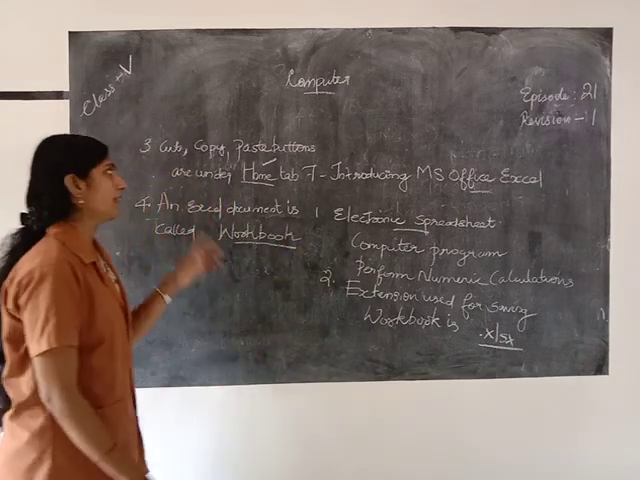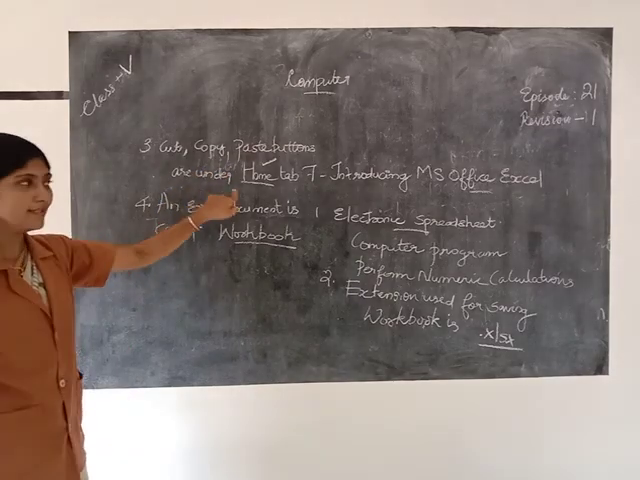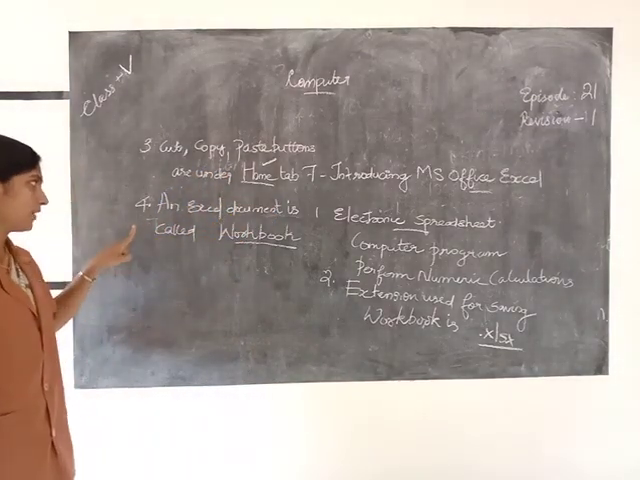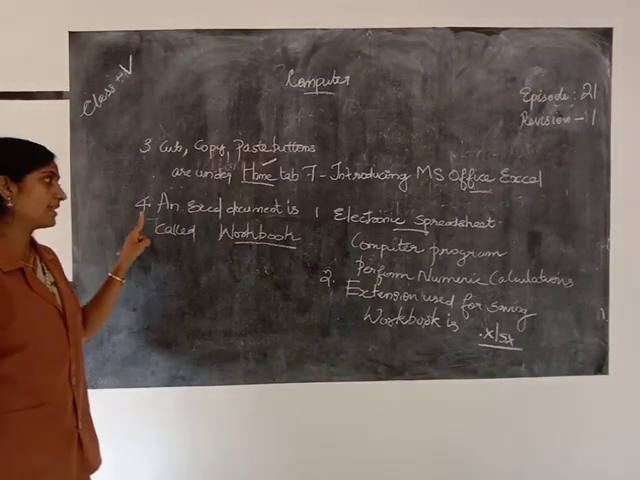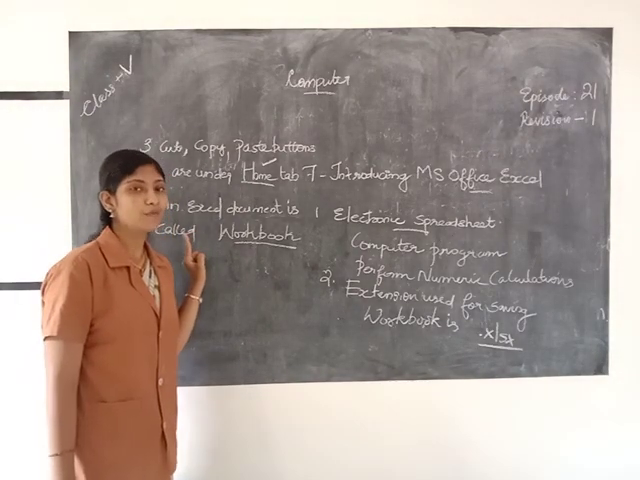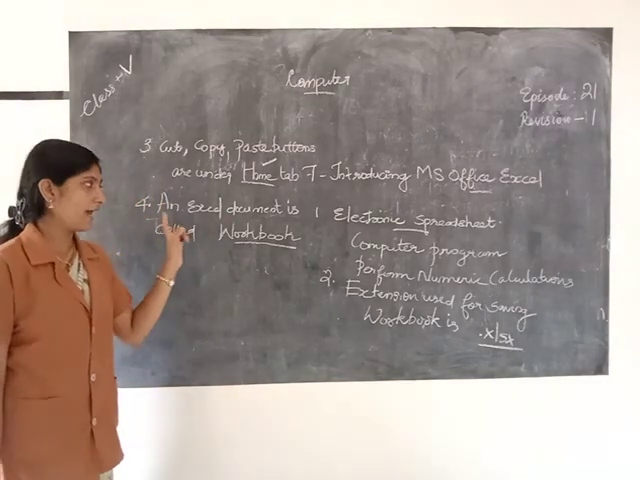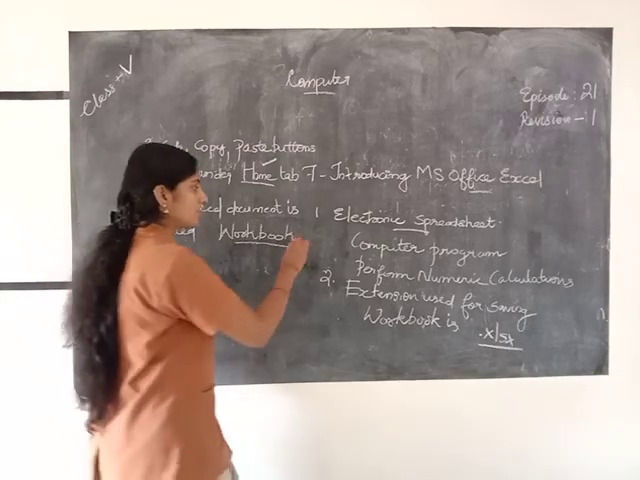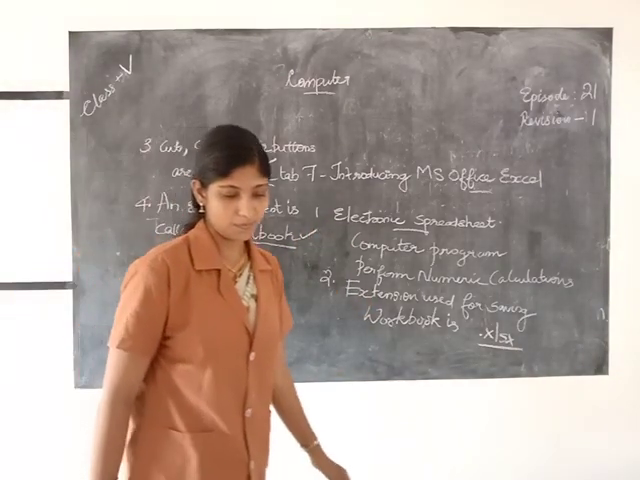So here, cut, copy, paste buttons are under which tab? Home tab. Then next one, an Excel document is called what? Workbook. So what is a workbook? An Excel document. An Excel document is called workbook.